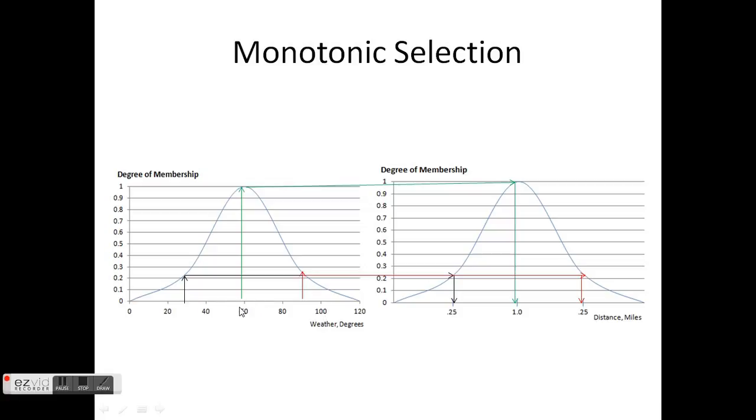So when we have 60-degree weather, which is a degree of membership of 1, corresponding on the other chart, we have a distance of 1 mile with degree membership of 1. So that would be when the weather is warm, the walk is long. And then if we go to weather is hot, I used a value of 90 degrees here. So if it is 90 degrees, the degree of membership is rather low, and then we go to the corresponding location on the distance chart, and that would only result in a 0.25 mile walk.